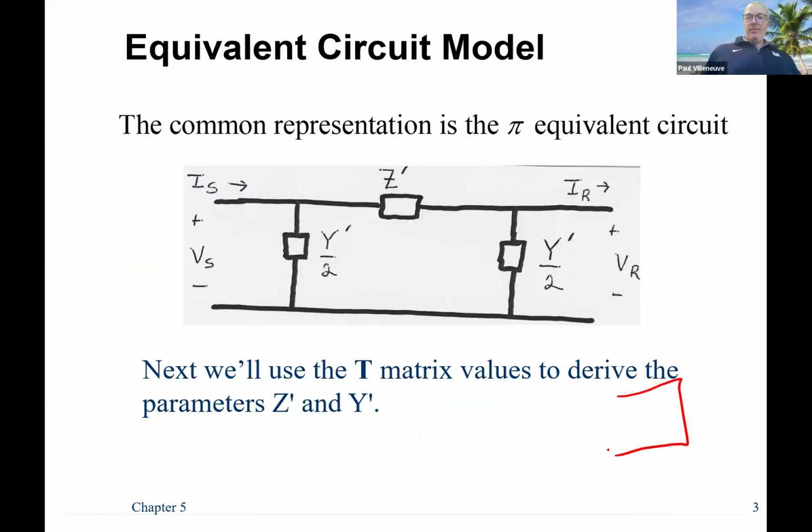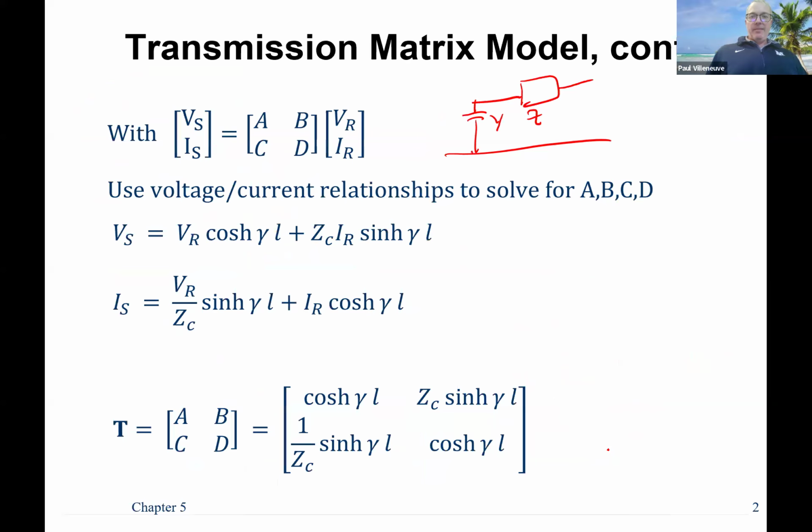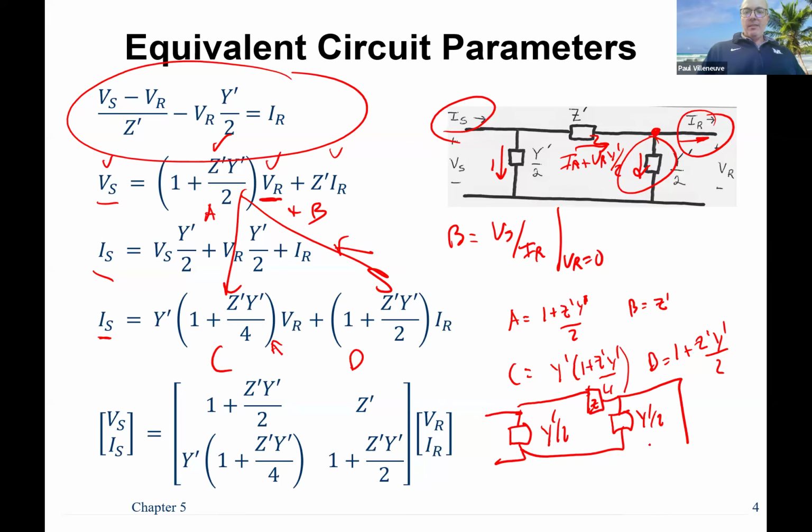Oh, I don't know why I just skipped ahead. Sorry about that. And you put a short circuit, which means one of the Y primes over 2 is gone, right? So now all I have is VS across the Z prime, right? Which is what we expect to get over here. Okay, so you can do the same thing to solve for C and D for doing 2-port parameters, but either approach works.